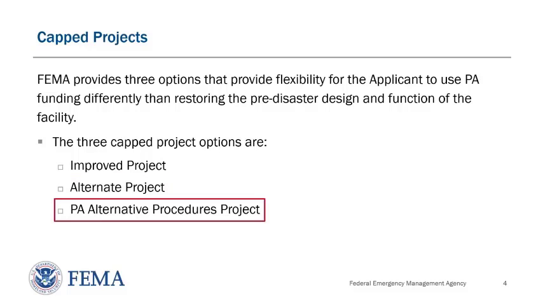And third is the PA Alternative Procedure Project. This type of project offers the maximum amount of flexibility with how the applicant may use PA funding, including use of excess funds, which are not eligible under the improved or alternate project options. Alternative procedures projects need to be within the established timelines and deadlines.